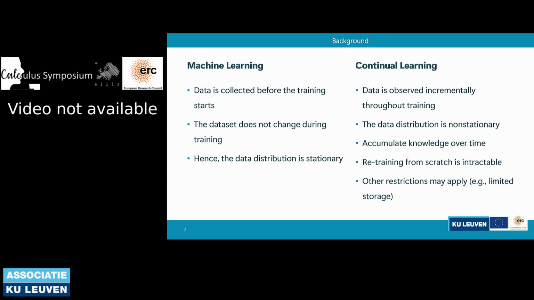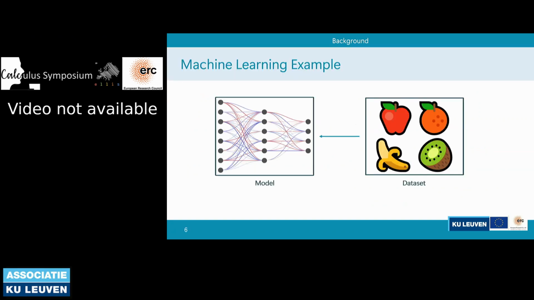One naive approach to solve continual learning would be, every time we observe new data, to retrain the model from scratch. But this approach is intractable, especially when we will observe new data many times throughout the training process. Finally, there might be some other restrictions that may apply in the learning paradigm, such as limited storage or limited computational budget.